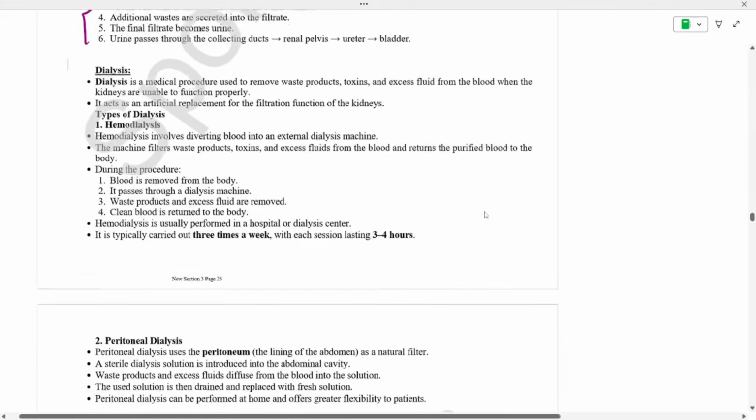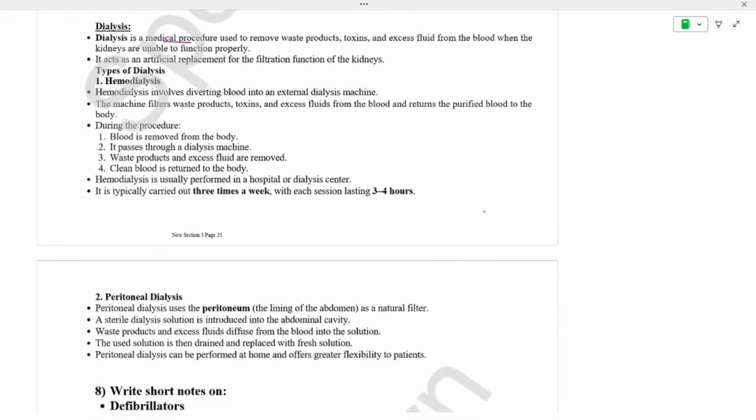Next is dialysis. Dialysis is a medical procedure that is used to remove waste products, toxins and excess fluid which will be there in the body. In order to remove that, it acts as an artificial replacement for the filtration of the kidneys, when the kidneys are not performing. Okay, next, there are two types of dialysis: hemodialysis and peritoneal dialysis.